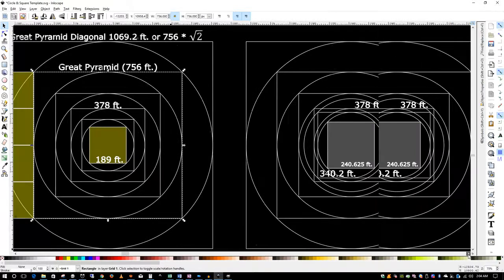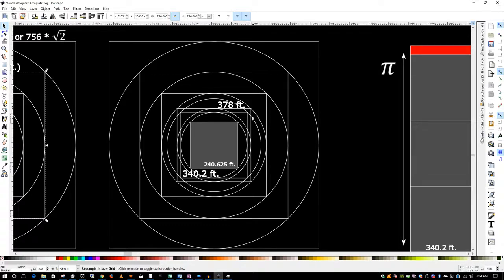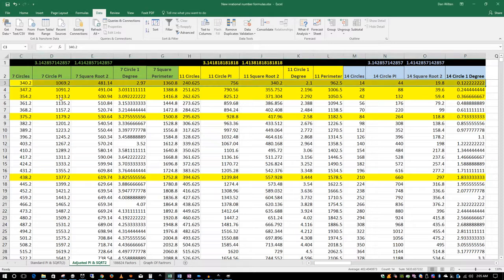So if we do the other scenario here, then we get down to this point, and instead of doing it another time, in order to get to the one that we need for pi, we take the 378 square and circle, which is right above it, and we take both of those and knock off 10% of them, and then we get this value here, which is 340.2. Well, 340.2 times pi is 1069.2, which is the diagonal of the Great Pyramid.